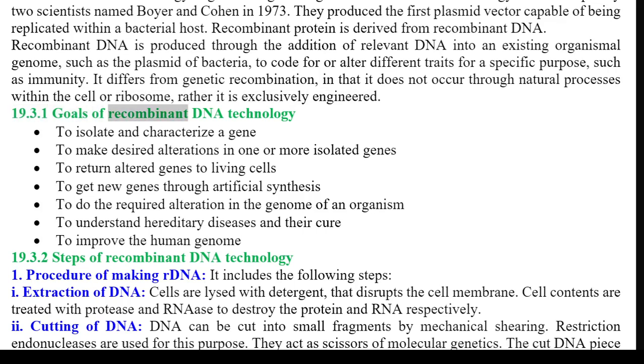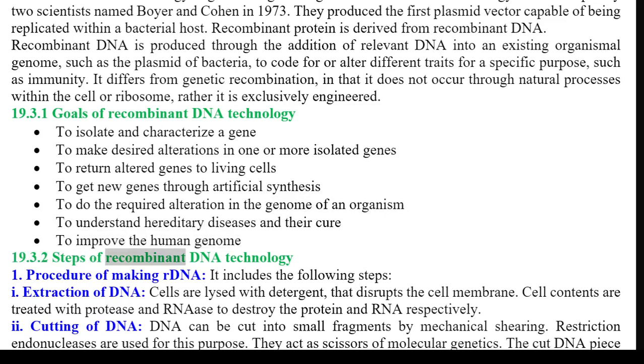19.3.1 Goals of recombinant DNA technology. To isolate and characterize a gene. To make desired alterations in one or more isolated genes. To return altered genes to living cells. To get new genes through artificial synthesis. To do the required alteration in the genome of an organism. To understand hereditary diseases and their cure. To improve the human genome.